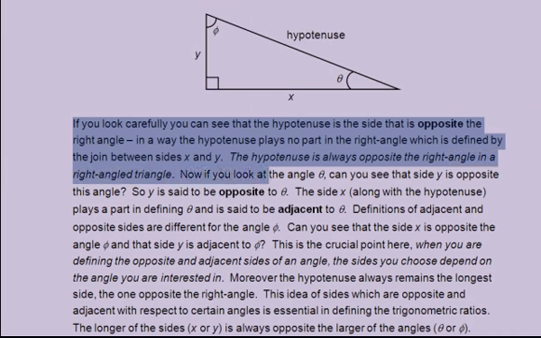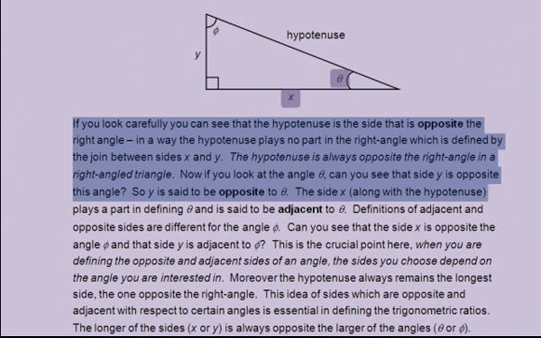Now if you look at the angle theta, can you see that the side y is opposite this angle? So y is said to be opposite to theta. The side x, along with the hypotenuse, plays a part in defining theta and is said to be adjacent to theta.